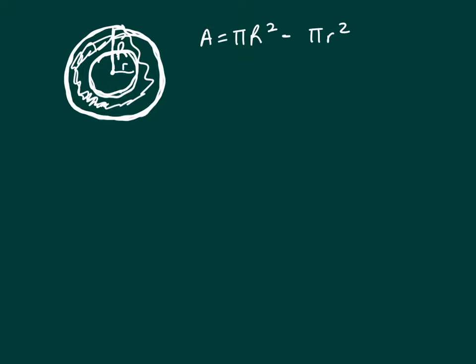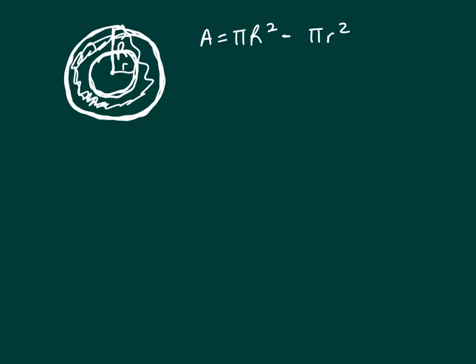And first, let's find the area of the shaded region. The way you find the area of the shaded region is you take the area of the big circle, which is area equals pi capital R squared, minus the inside area, which is pi little r squared. So take the area of the whole thing and then remove the inside, and you're left with the donut.